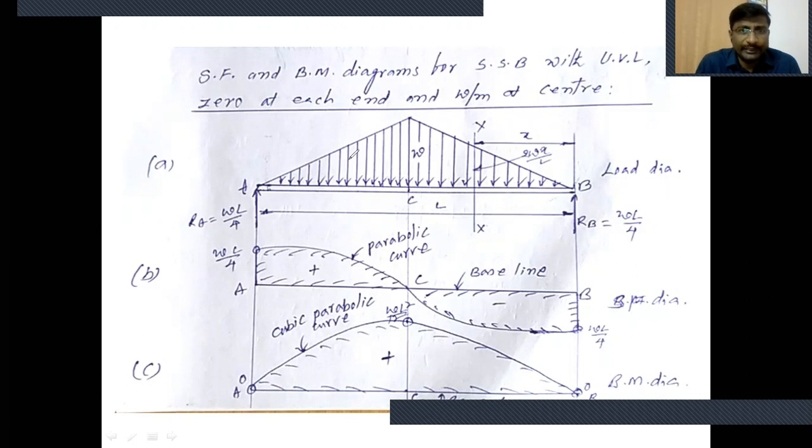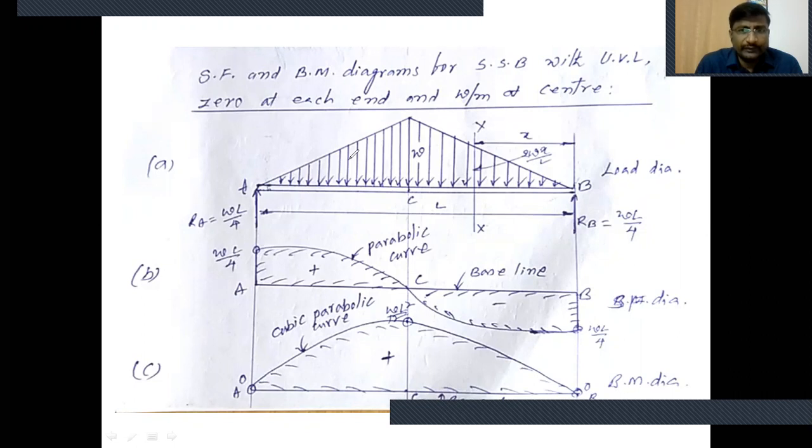Draw the shear force (SF) and bending moment (BM) diagrams for the simply supported beam with UVL, uniformly varying load, 0 at each end, and w, the load intensity per meter length, at the center. For this type of beam, first of all find the reaction forces RA and RB. Then only can we draw the shear force and bending moment diagrams.